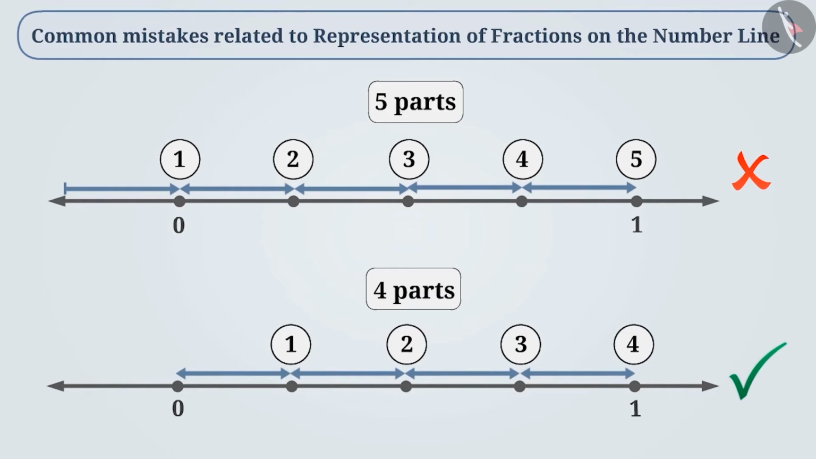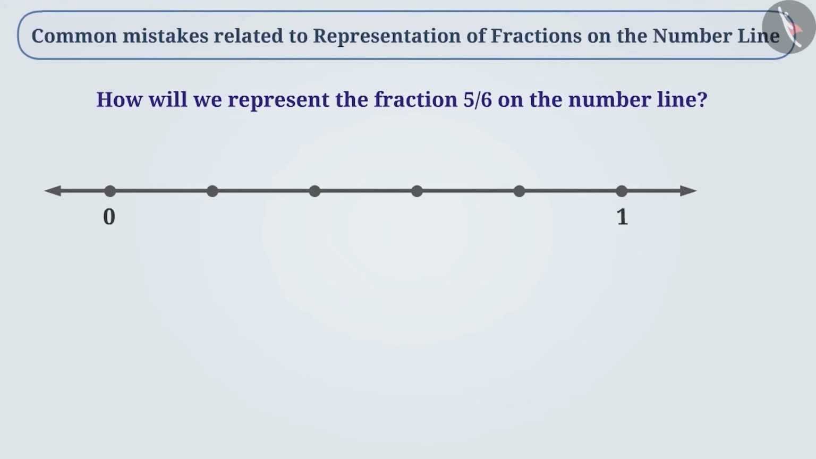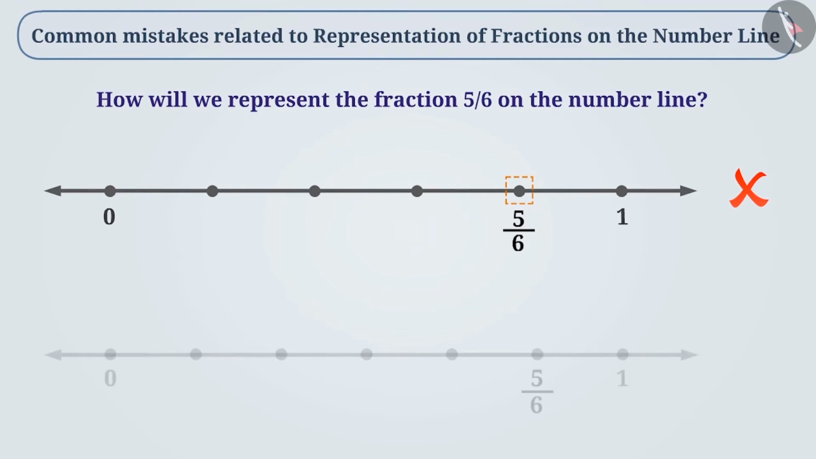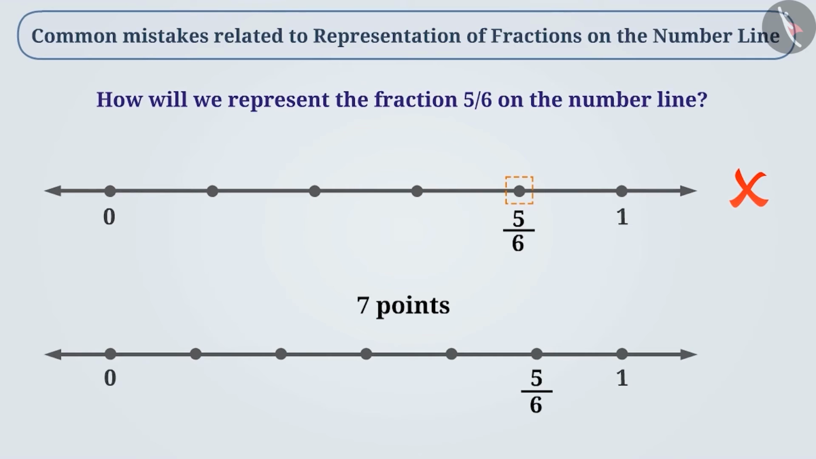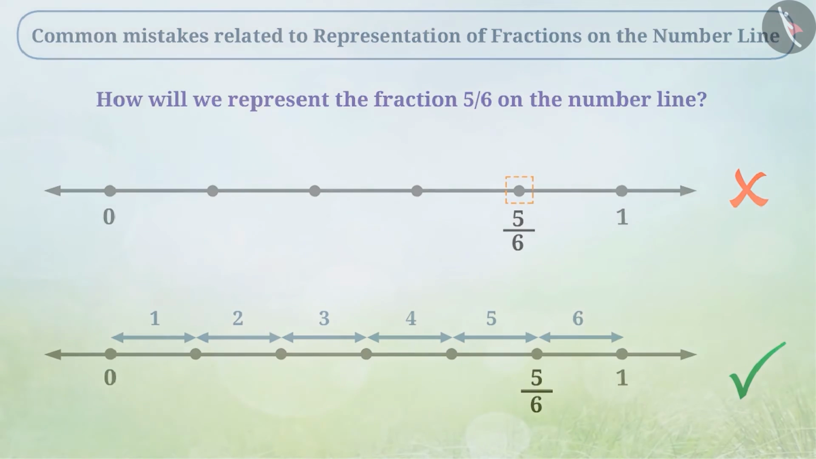As a result of counting from 0, many times there is also a mistake in expressing fractions. Suppose if it is asked to represent 5 by 6 on the number line, then a number line is made on which 6 points are marked, and considering 0 as the first point, the fifth point is marked as 5 by 6. The correct understanding is that we must take 7 points on the number line so that the total number of parts will be 6.